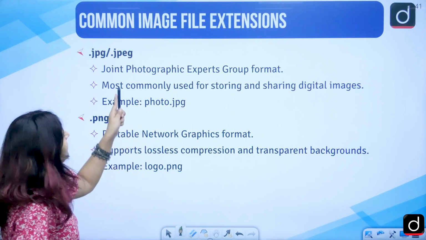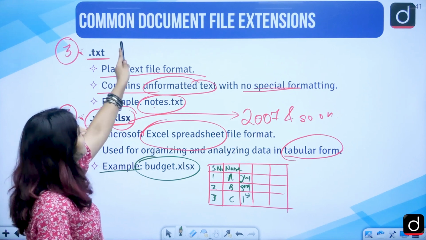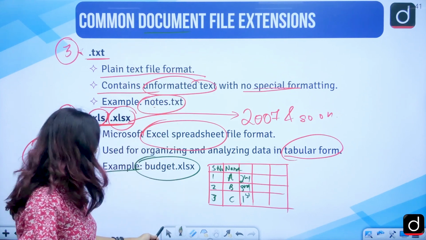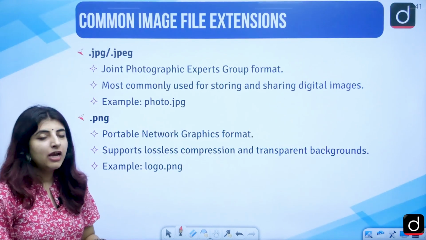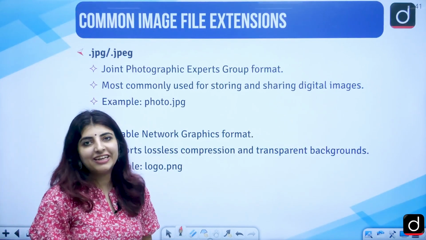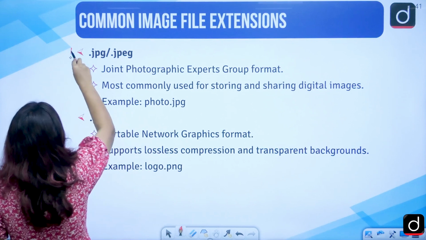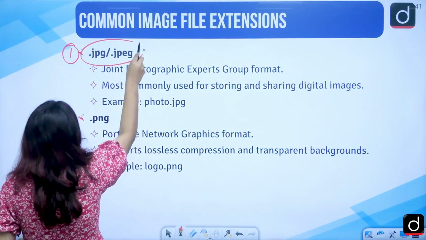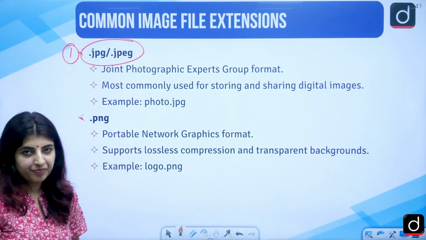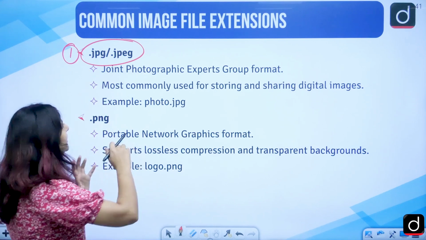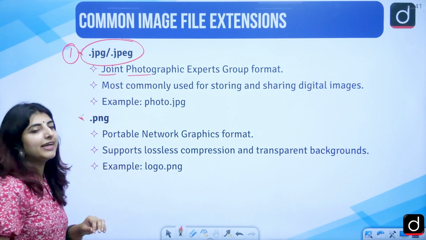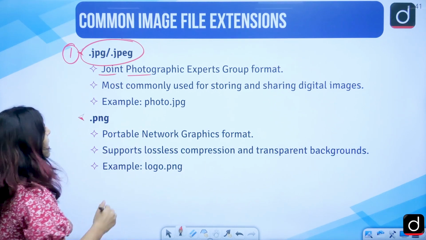Then we have the image. Previously we had document file extensions. Now we have image file extensions, which again is asked prominently in the examination. First one to talk about is JPG and JPEG. Now here again, do not get confused. The full form is the same, Joint Photographic Experts Group, for both of them.